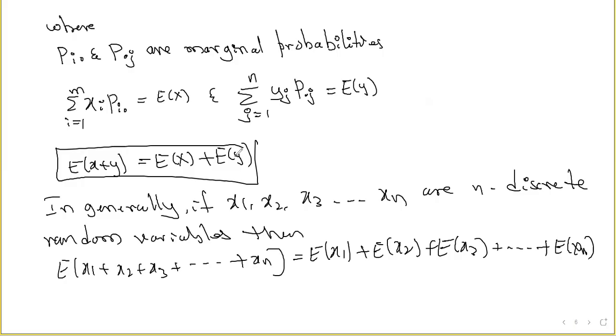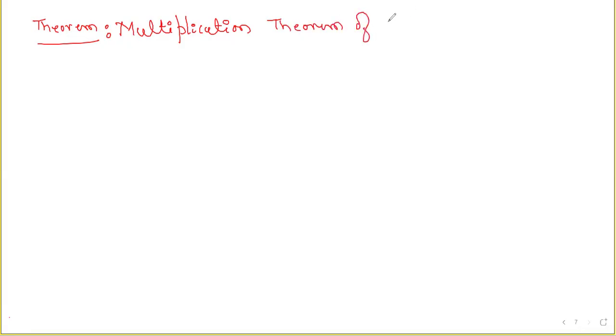Now we go for the multiplication theorem of expectation. One more theorem we have, called the multiplication theorem of expectation. So first we go for the statement, then we go for the proof.